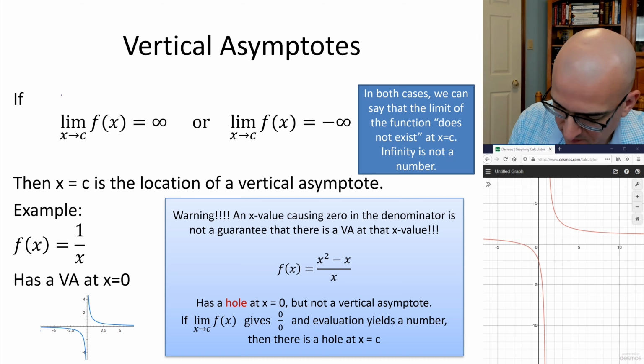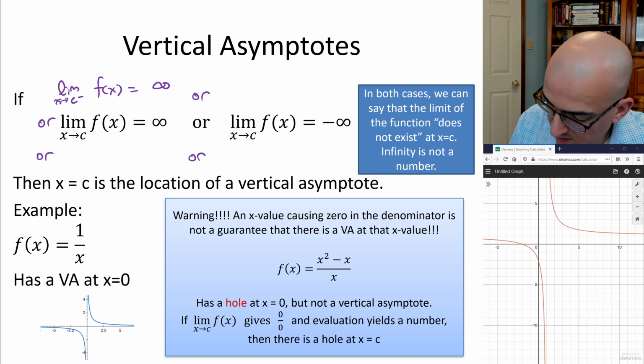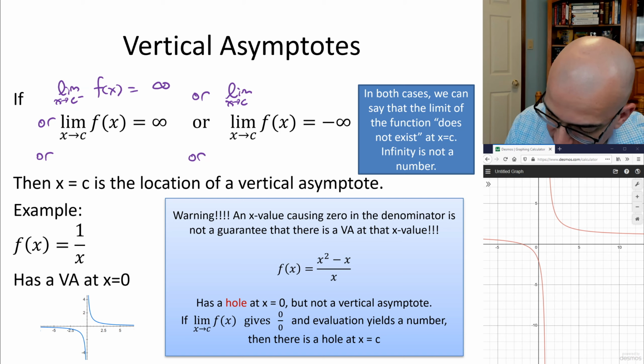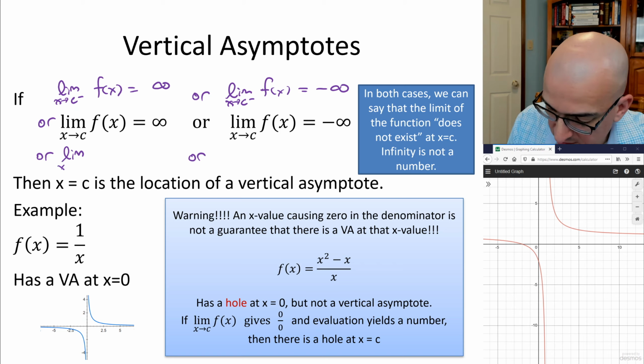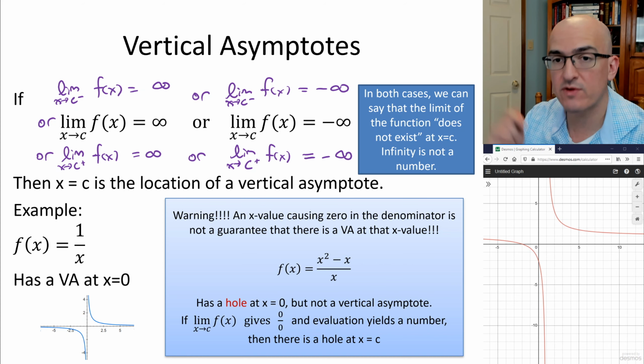Or limit as x approaches c from the left of f of x is equal to infinity, or limit as x approaches c from the left of f of x is equal to minus infinity, or limit as x approaches c from the right of f of x is infinity, or limit as x approaches c from the right of f of x equals minus infinity. If any one of those things is true, then we have a vertical asymptote.